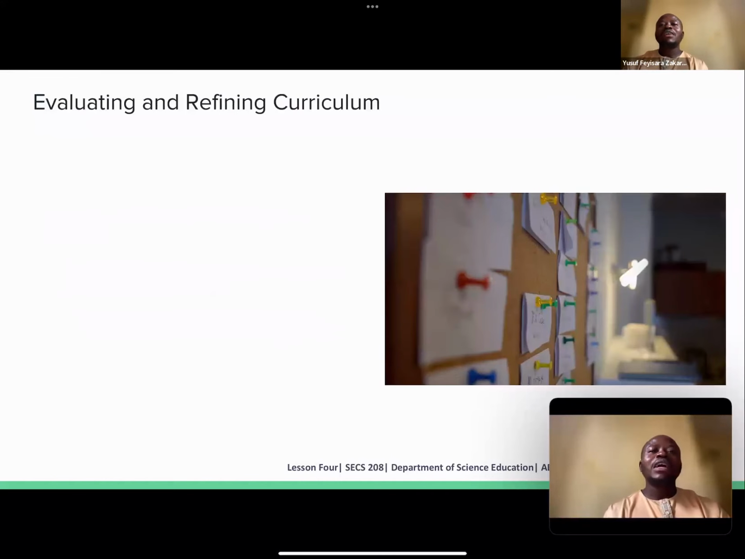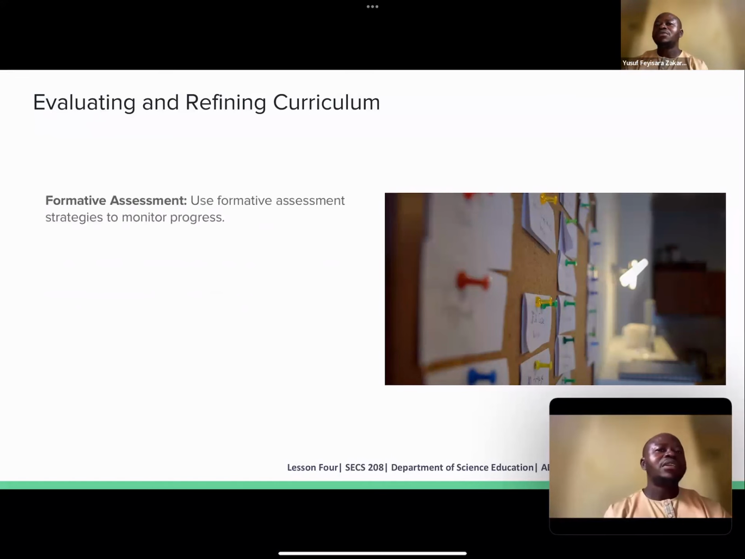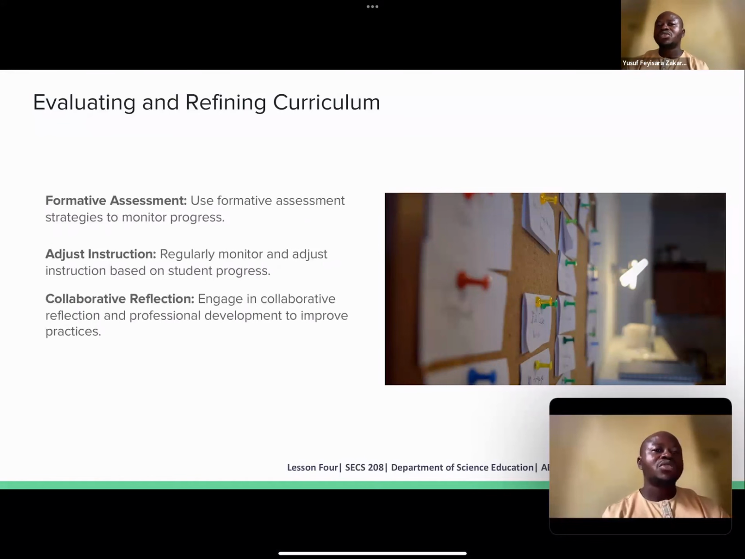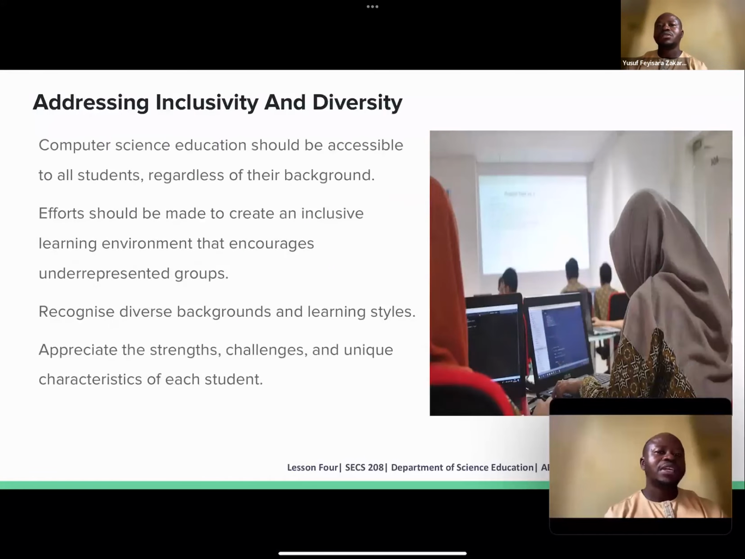Okay? So evaluating and refining curriculum. Remember, this is the last stage when we talk about aligning the curriculum standard with learning outcomes. We evaluate and refine the curriculum. But this is the second to the last. So here you can talk about formative assessment, you can adjust the instruction, and then you can talk about collaborative reflection. Okay? The last part, which is addressing inclusivity and diversity.